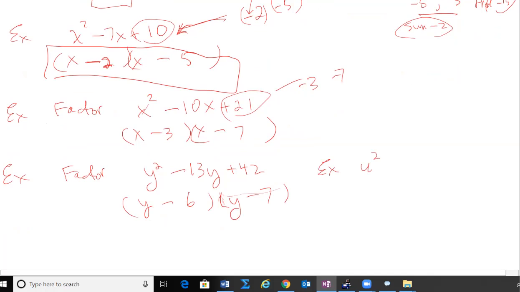Let's go u squared plus 12u, and let's make this 35, like that. Okay, 35. All right, begin. Gotta have a u, gotta have a u. Now that 35, again, first thing that comes to mind for me is a 5 and a 7. But I'm very lucky because 5 plus 7 is 12, and I am done. Just like that.